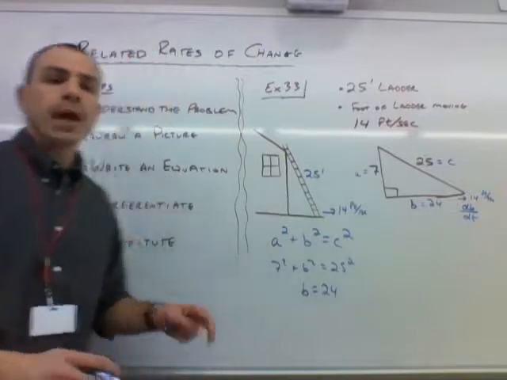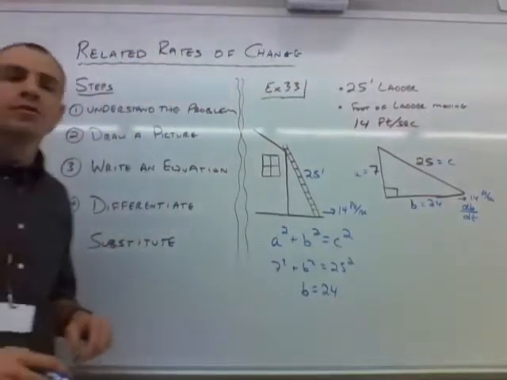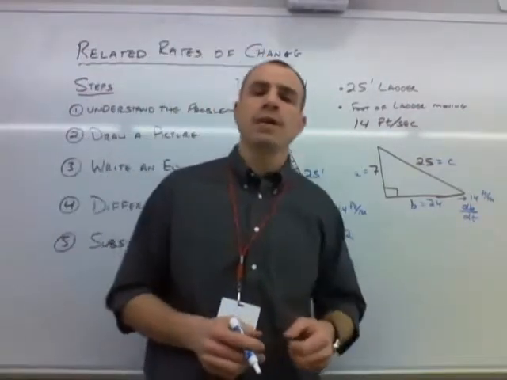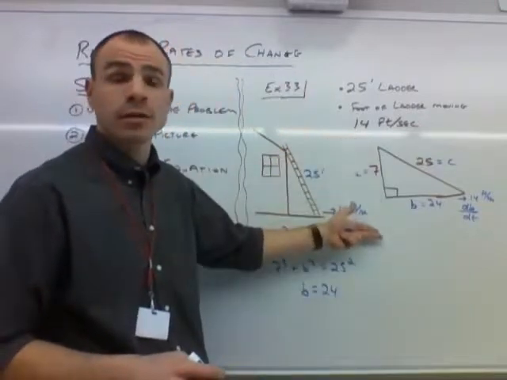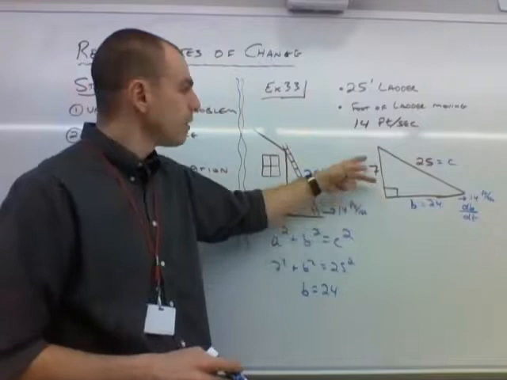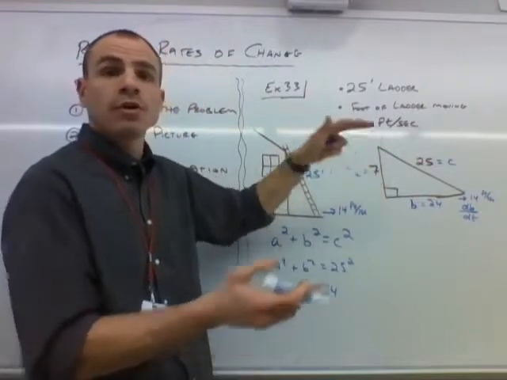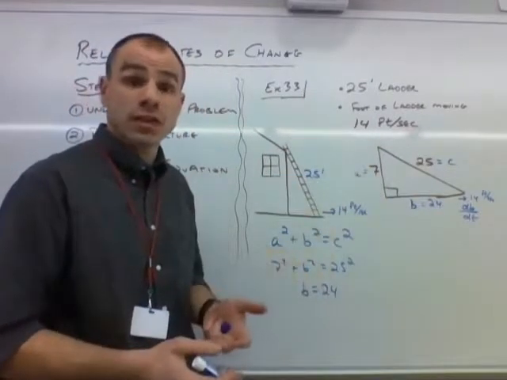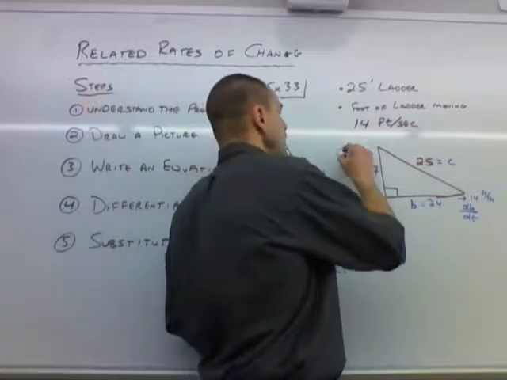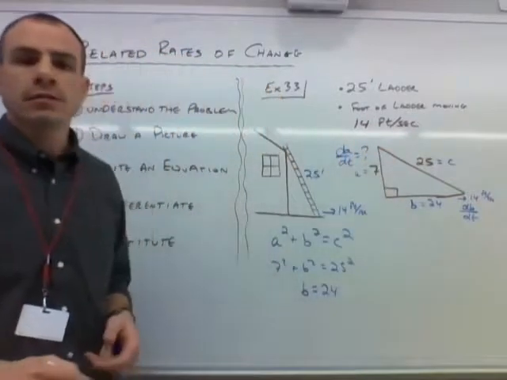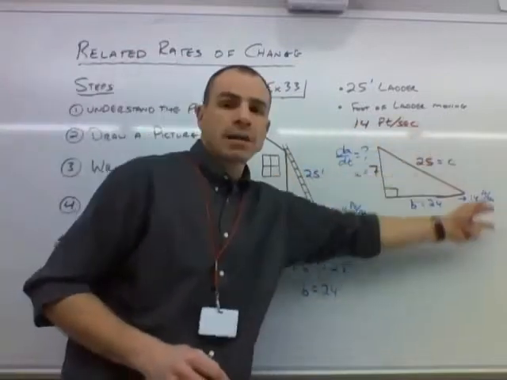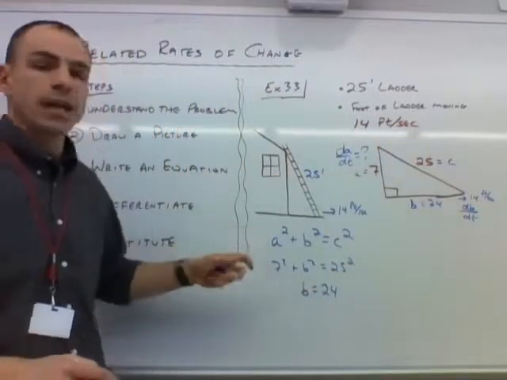All right, going back to our issue of understanding the problem, what are we trying to find? All right, remember, we're trying to find the rate at which the ladder is dropping. The top of the ladder is dropping. Well, a represents that distance. We're interested in the rate that that distance is changing. That's our dA/dt. All right, so we don't know what that is, but we're trying to find it. Okay, so now we have a lot of information to work with, so we can go ahead.